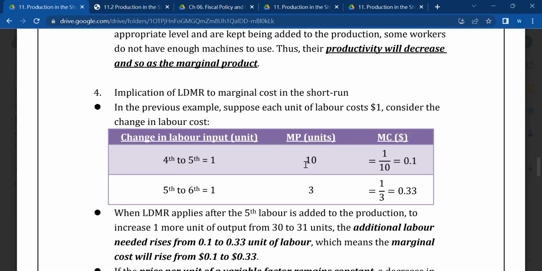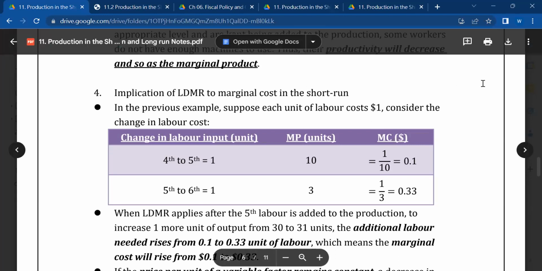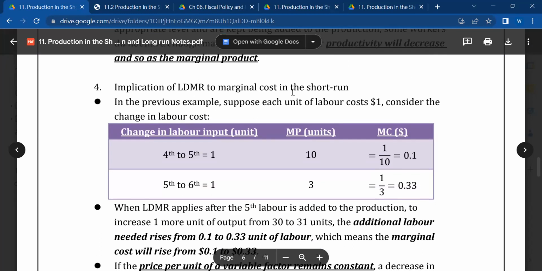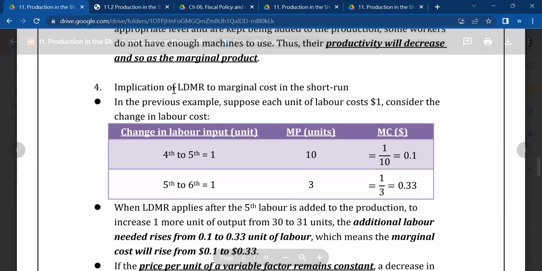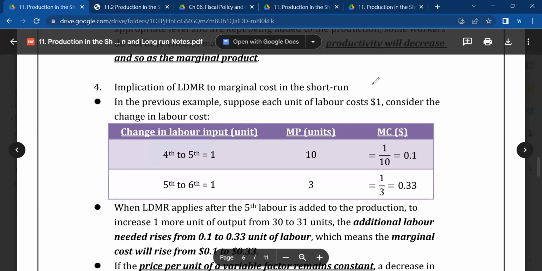Okay, so now we go back to the notes. We talk about the fourth part of the notes, that is the implication of LDMR to marginal cost in the short run. We will talk about the relationship between LDMR and the marginal cost. Please listen carefully, it is a little bit difficult. The previous example, suppose a unit of labor costs $1.